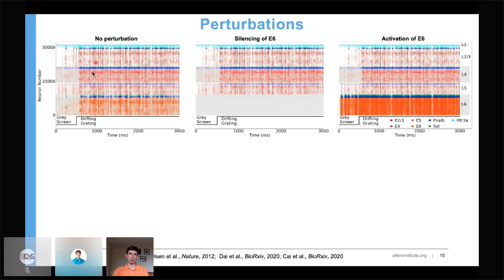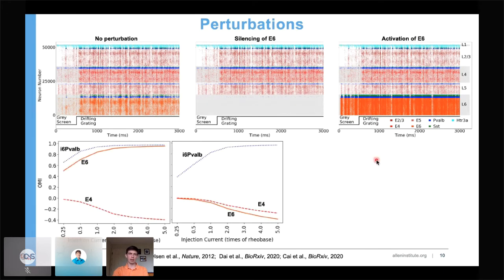These are just examples where a simulation without perturbation is run. Then we can silence all excitatory neurons on layer 6 or activate them. If we do that with a stronger and stronger perturbation, we see, this is the optogenetic modulation index, which shows that the activity goes up when it's positive or down when it's negative. It shows that if you excite layer 6 excitatory neurons, then they and layer 6 PV neurons, their activity goes up, but that actually is inhibitory to layer 4. If you excite layer 6 PV interneurons, that inhibits both layer 6 and layer 4.